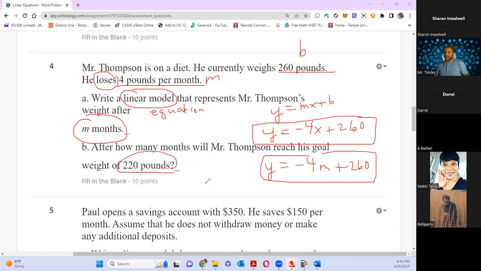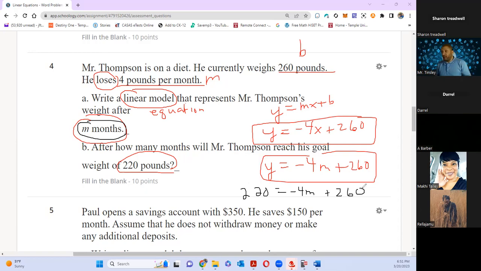Now, what is that 220? Is that 220y or is that 220m? It's y. If you weren't sure, it tells you what the m is standing for right there, the number of months. So it can't be m. So what I'm going to do is say 220 equals minus 4m plus 260.